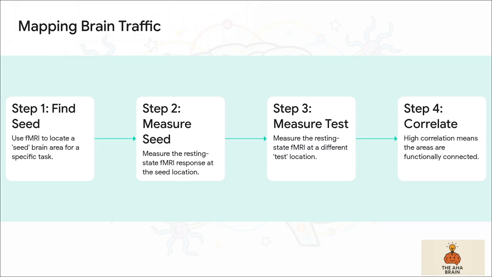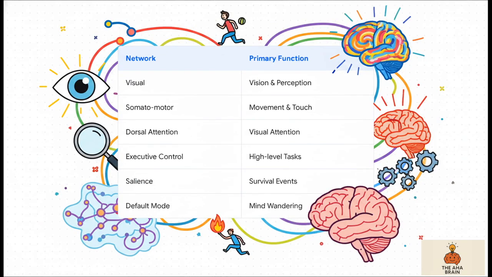At the same time, they're watching another location, and if they see that the second location's activity is pulsing in the exact same rhythm, rising and falling in perfect sync, then boom, they know those two areas are functionally connected. They're part of the same team. And doing this kind of mapping over and over has shown us that there are these common major networks that pretty much all of us have.